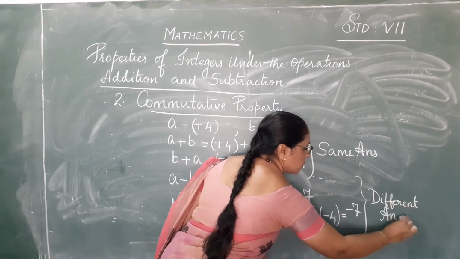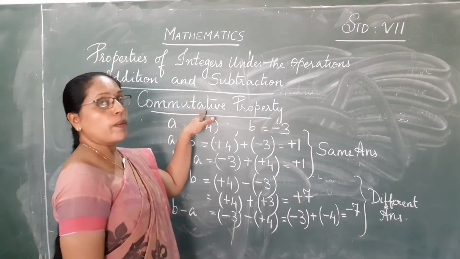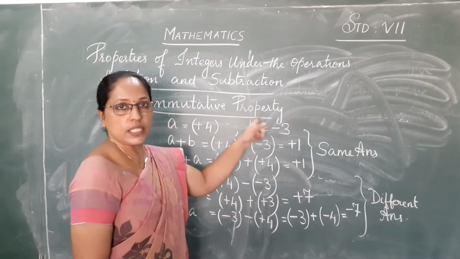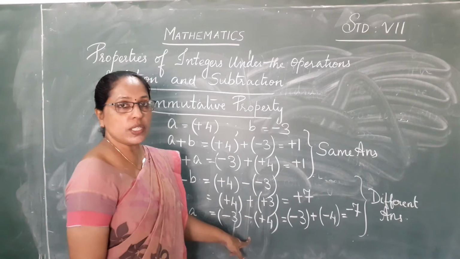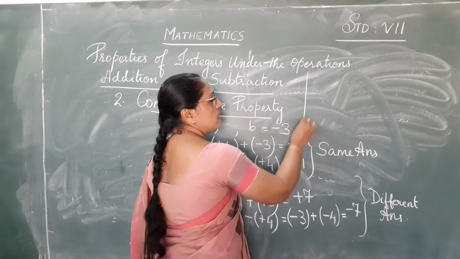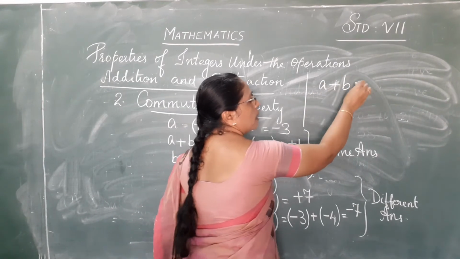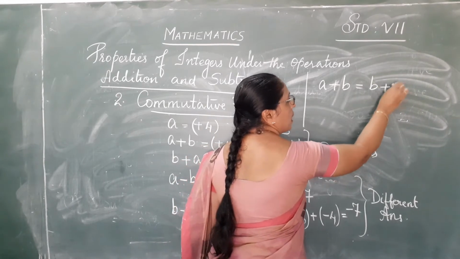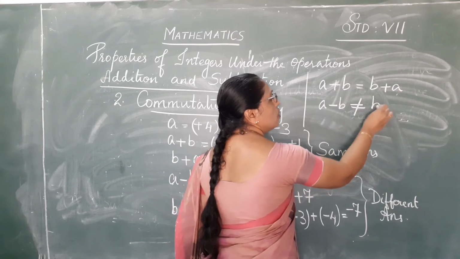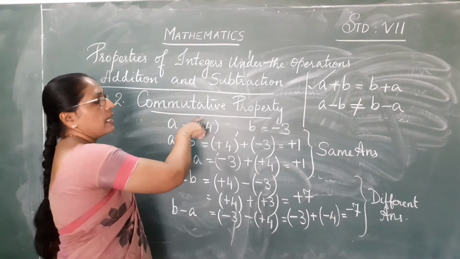Different answer. So what can we say from here? Commutative property is true only for addition of integers. For subtraction of integers, commutative property is not true. So what can we say? The rule is: if a and b are two integers, then a plus b is equal to b plus a, and a minus b is not equal to b minus a. This property is known as commutative property.